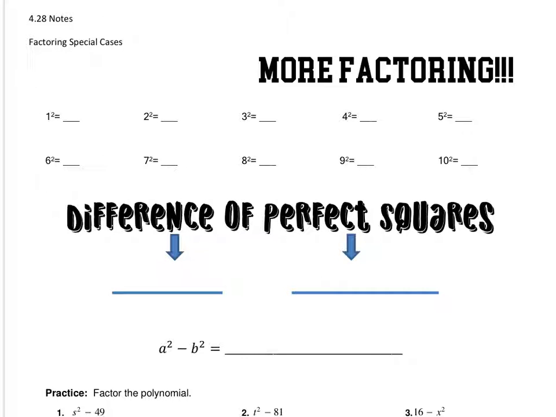So we've been talking about factoring for the past couple of days, and we are going to learn about a special case of factoring called a difference of perfect squares. Before we get into what that means, let's review our squares.